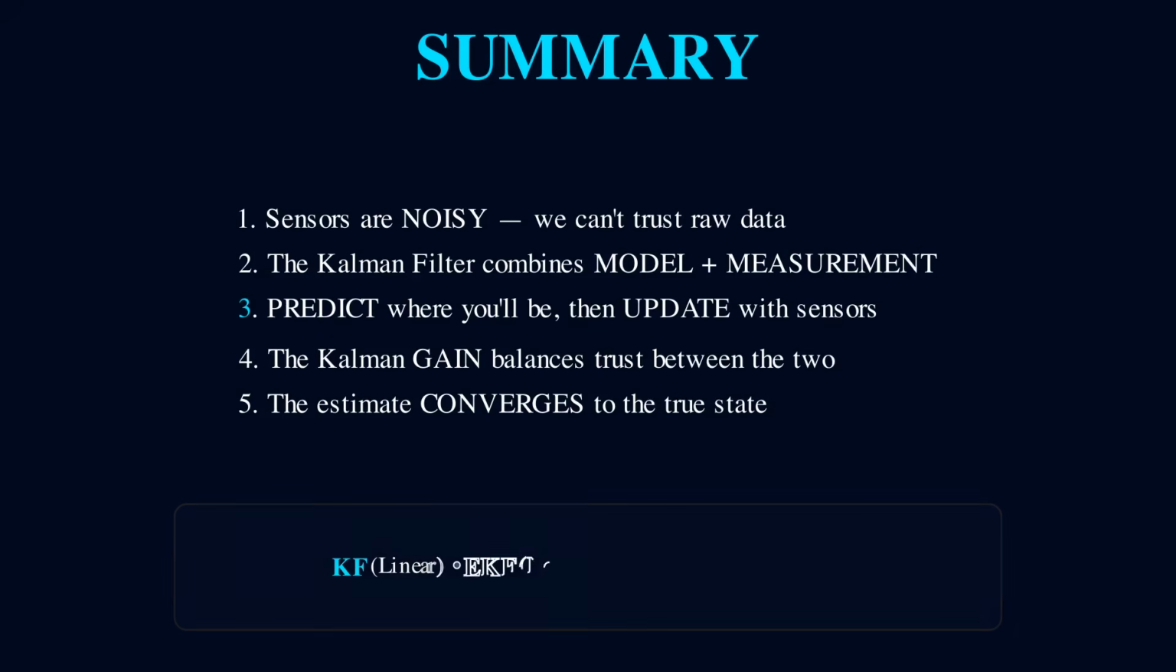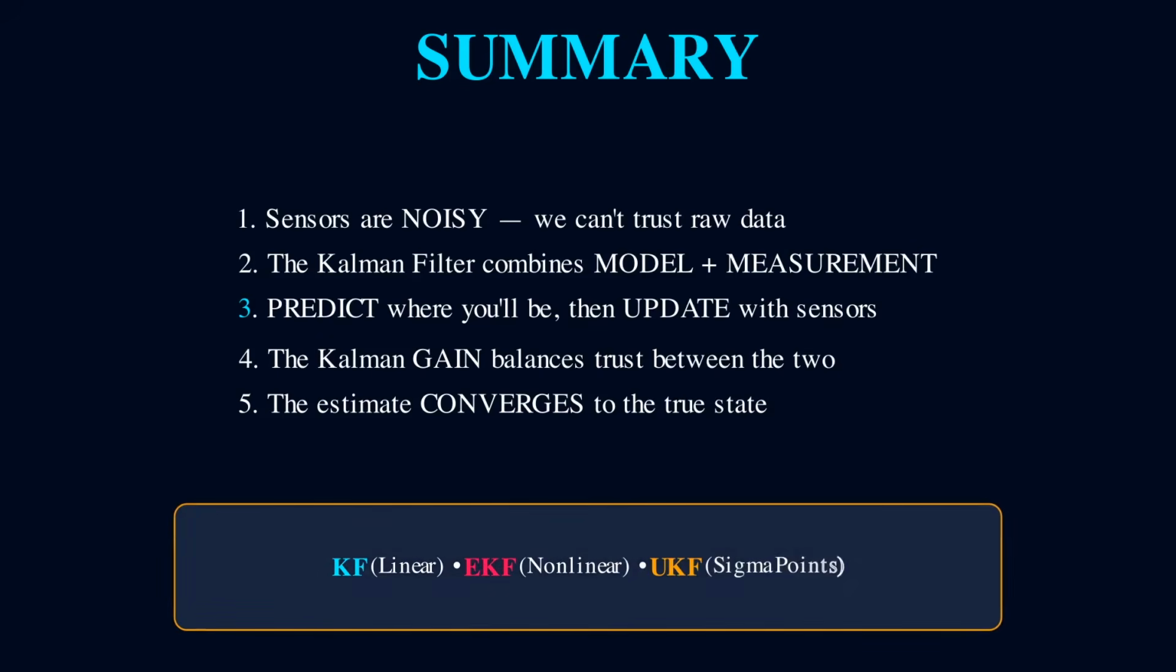There are 3 main types: the linear KF for simple systems, the EKF for nonlinear dynamics using Jacobians, and the UKF using sigma points for the most challenging cases.